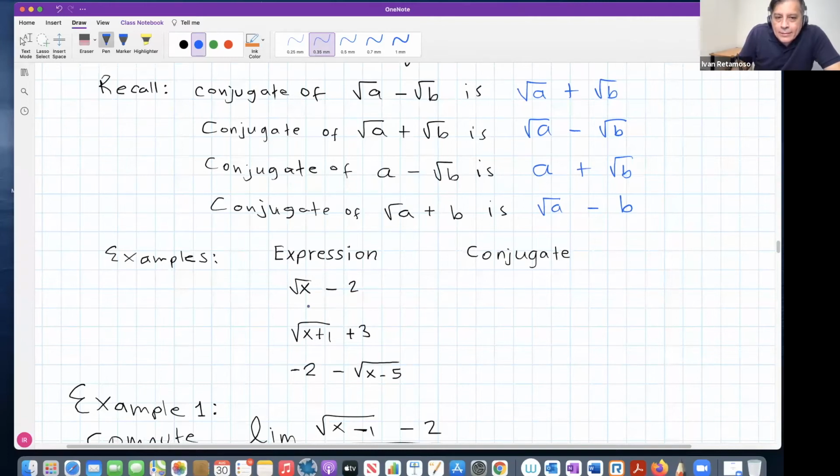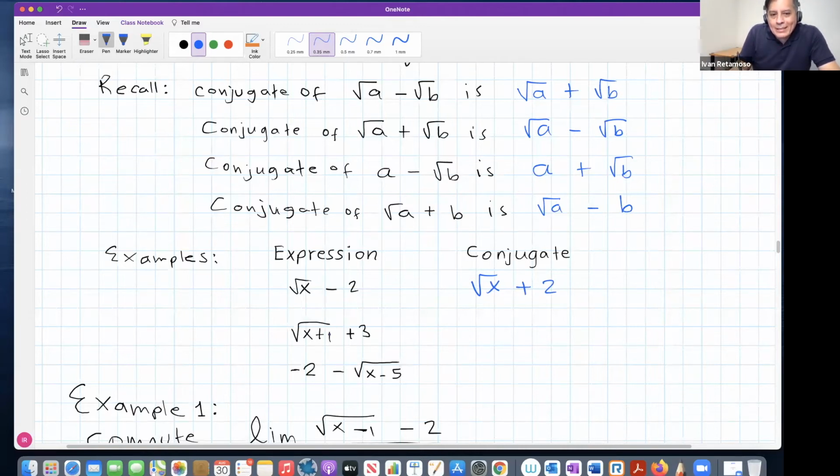Anyone could tell us or write on the chat what should be the conjugate of this expression, square root of x minus 2. What should be that? Anyone? Let's see. Quickly. Manur, excellent, right? A square root of x plus 2. Excellent, right? A square root of x, it stays the same, this changes its sign, plus 2. Excellent, excellent. What about the second one?